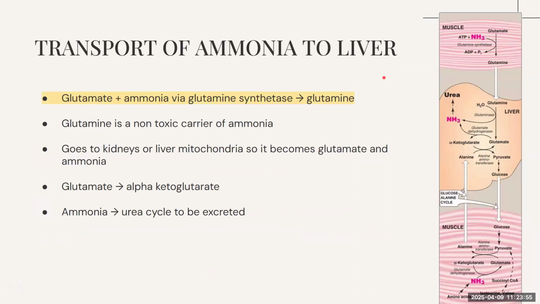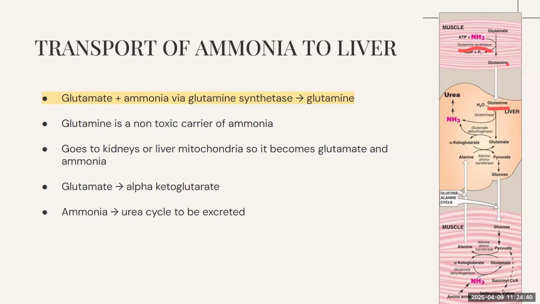The transport of ammonia to the liver. Sometimes the muscle doesn't need extra energy, so you have another cycle that involves glutamine. Glutamate becomes glutamine by adding another ammonia group through an enzyme called glutamine synthetase. ATP and ammonia join together with glutamate to give you glutamine. ATP is being used by the enzyme, so the energy from ATP is used to catalyze this reaction, giving me glutamine.